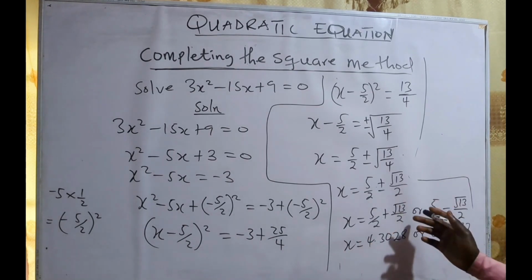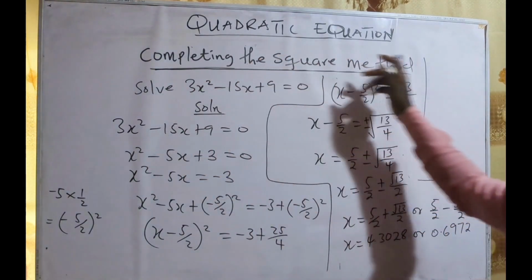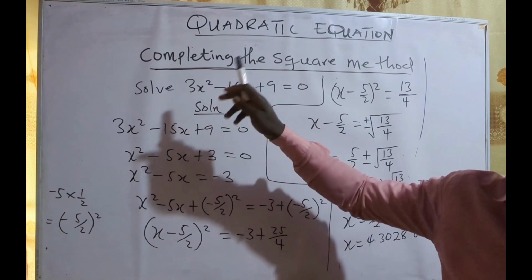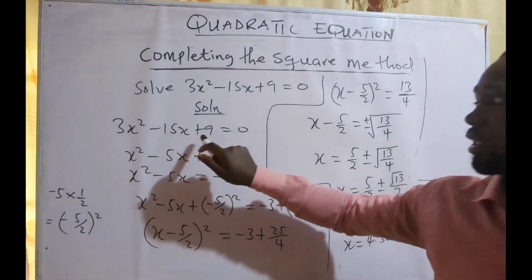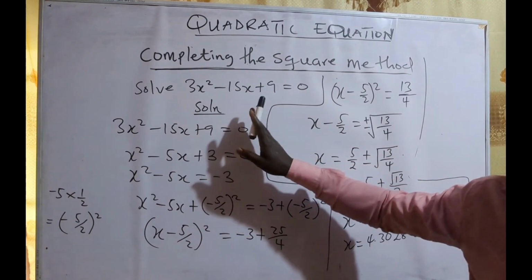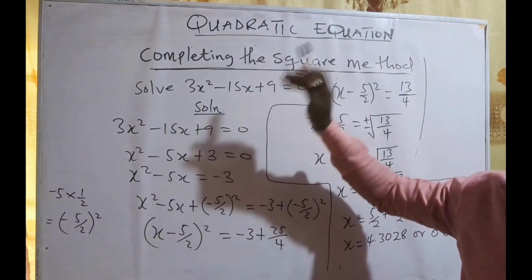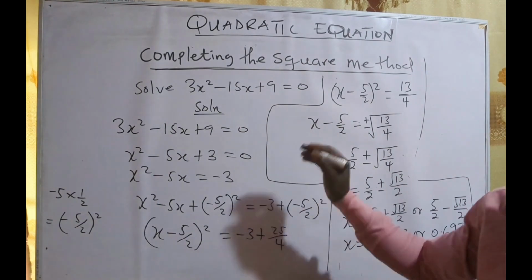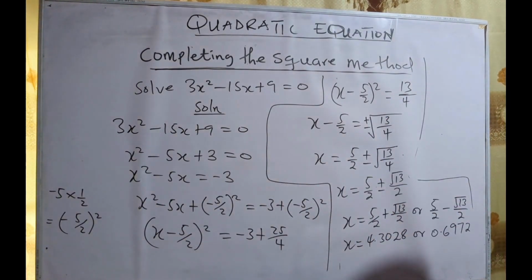So I believe you have enjoyed our lesson. To summarize everything: one, you are using the completing the square method. Make sure that the coefficient of the x squared is 1. If the coefficient of the x squared is 1, then you take the constant to the other side of the equal sign. After you have done that, take the coefficient of the x, multiply by half, square it and add to both sides of the equation, and then you continue to solve and get your answer.